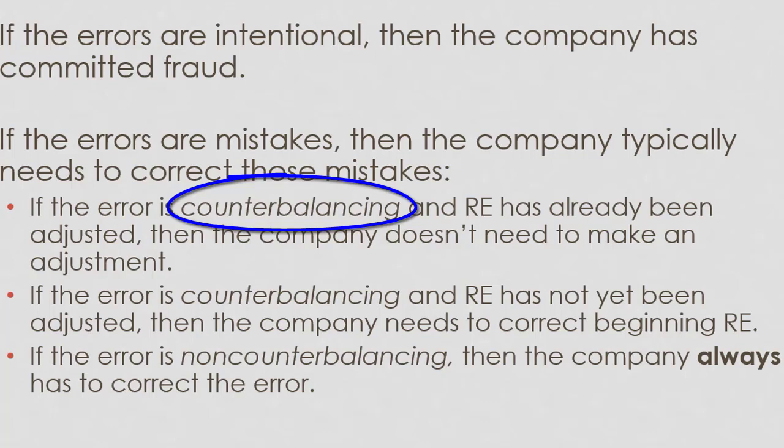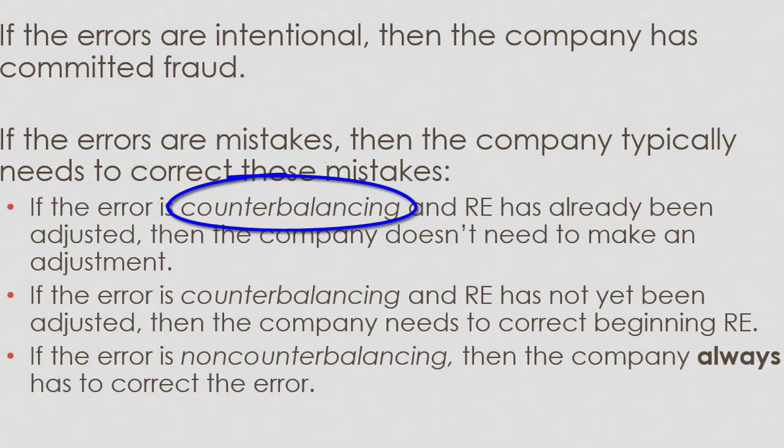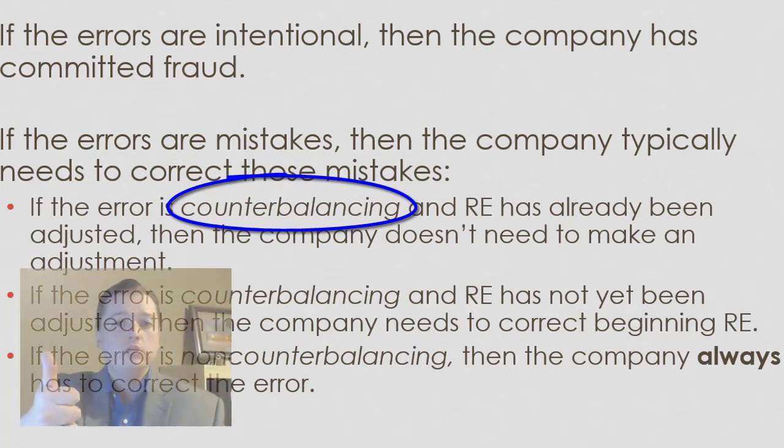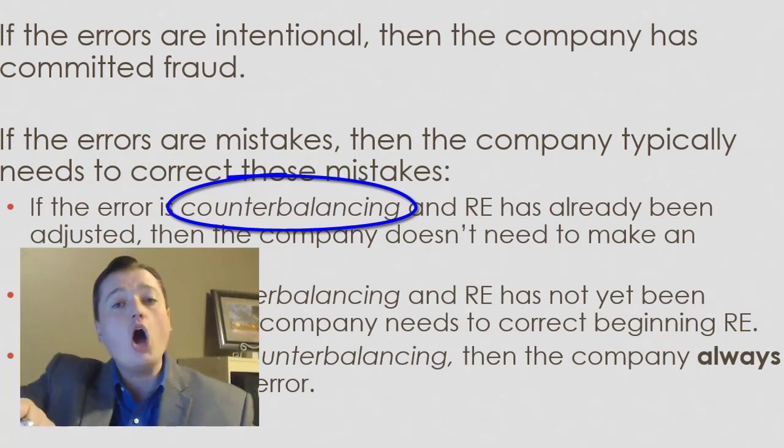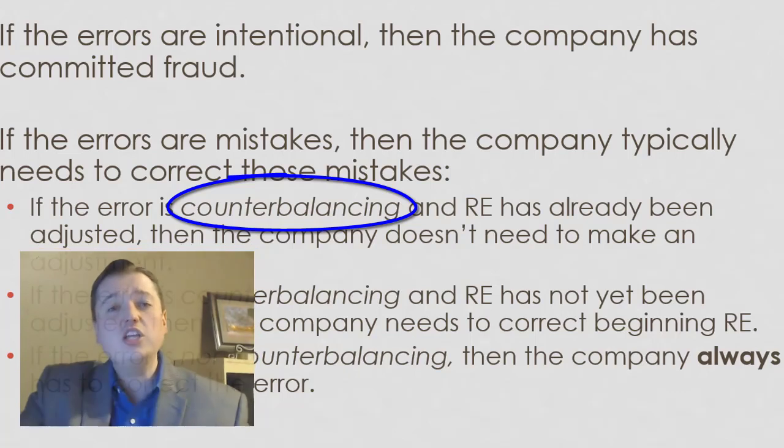Counterbalancing means that it's going to fix itself. If you just leave it alone, it will be right after a couple of periods. So let's take, for an example, an error in estimating ending inventory. If you miscount ending inventory and you're too high by $10,000 this year, ending inventory will be too high, which makes cost of goods sold too low. If cost of goods sold is too low, then net income is too big. If net income is too big, retained earnings is too big.